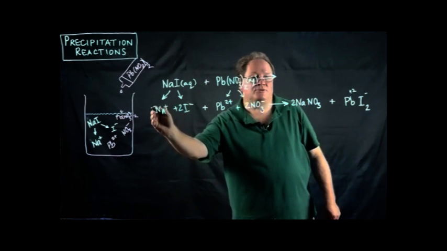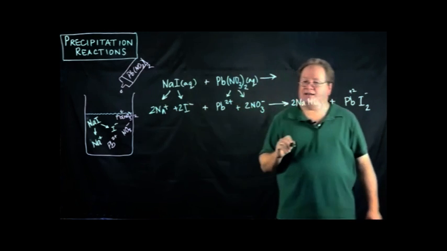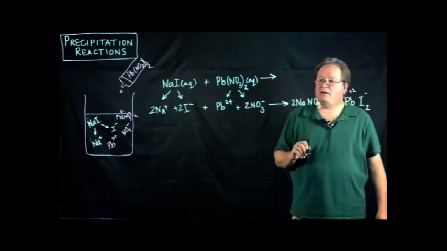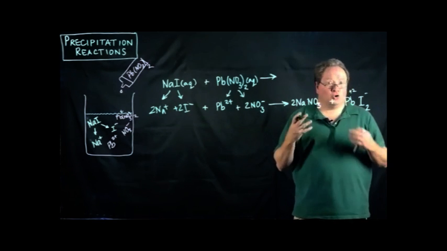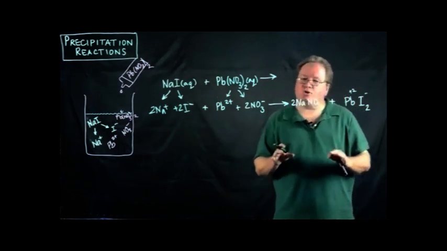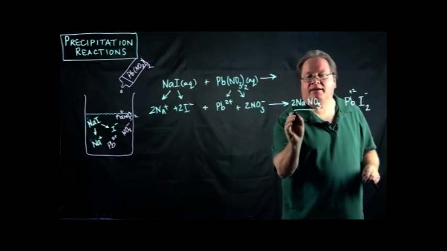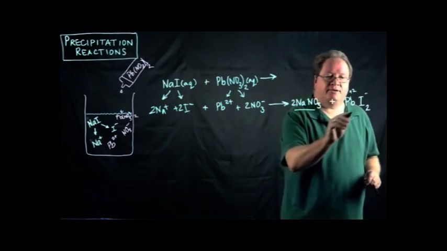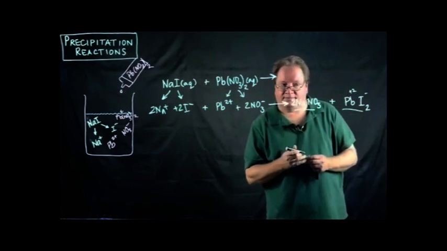And I'd have 2 of these. Yeah, I think that balances it. Okay, so who's the precipitate? I have 2 possibilities, all right? It could be this, or it could be that.